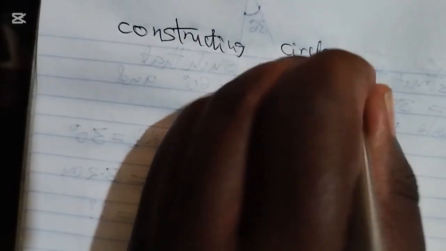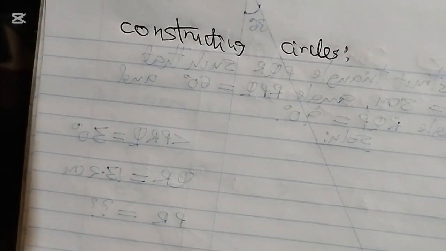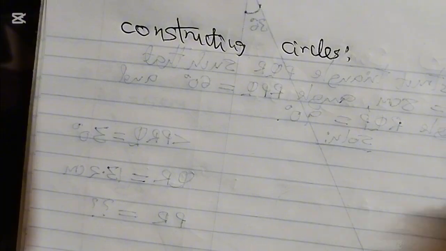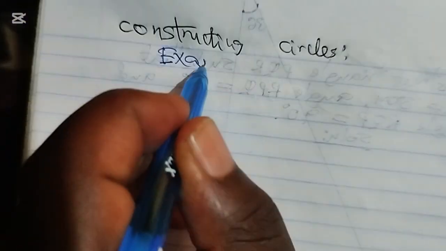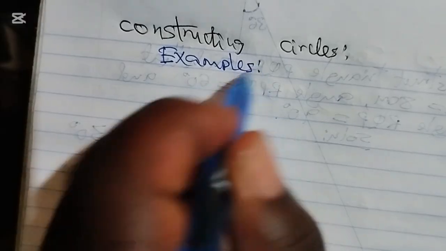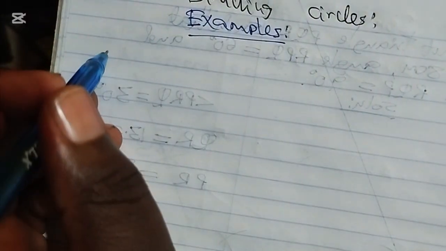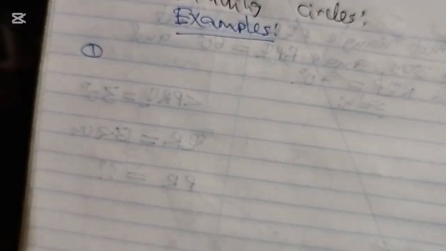Constructing circles, and I want to look at an example directly. Let's get to examples. Example 1.